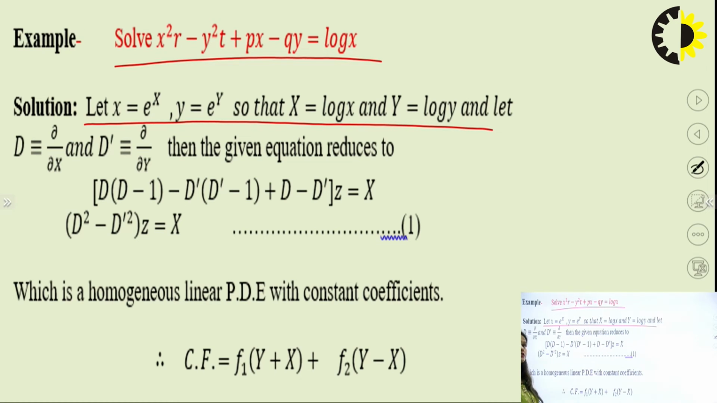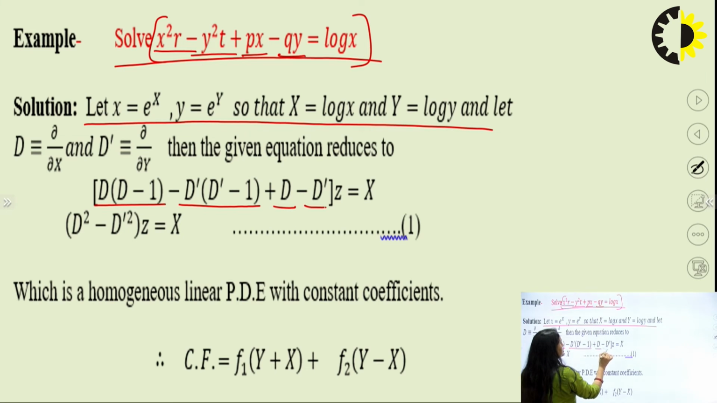I will take small x is equal to e to the power capital X and small y is equal to e to the power capital Y, so that capital X becomes log x and capital Y becomes log y, and we will definitely get del upon del capital X is equal to capital D and del upon del capital Y is equal to D dash. Then the given equation reduces to this form. Now what we did in this equation, we have substituted D minus 1, here D dash minus 1, here D, and here D dash.